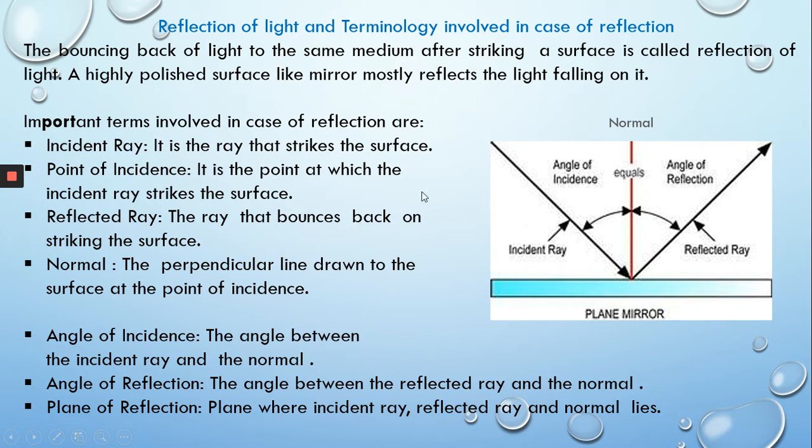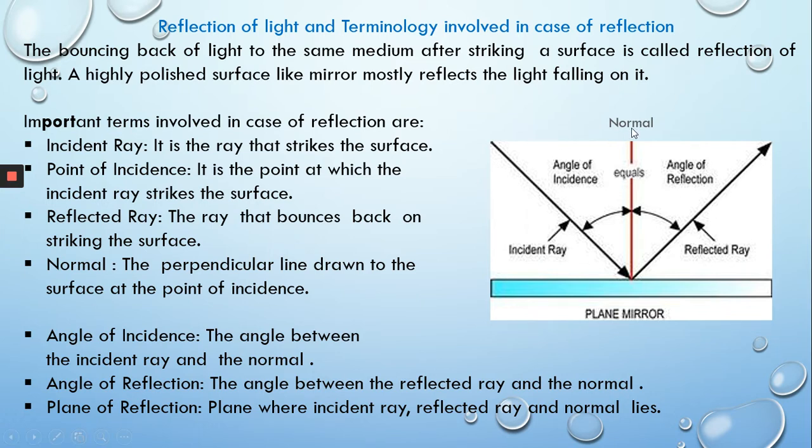What do you mean by incident ray? The ray that strikes the surface is called the incident ray. Next is point of incidence. Here it is the point of incidence. It is the point at which the incident ray strikes the surface. Next is reflected ray. The ray that bounces back on striking the surface is the reflected ray.